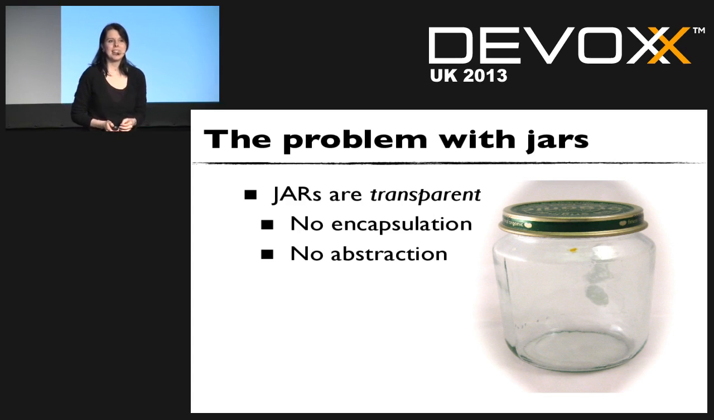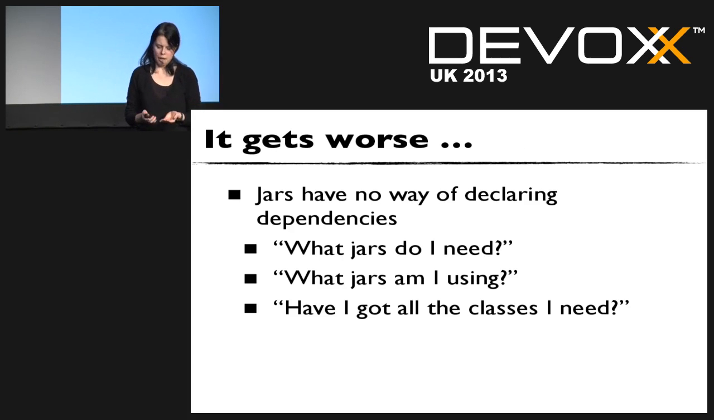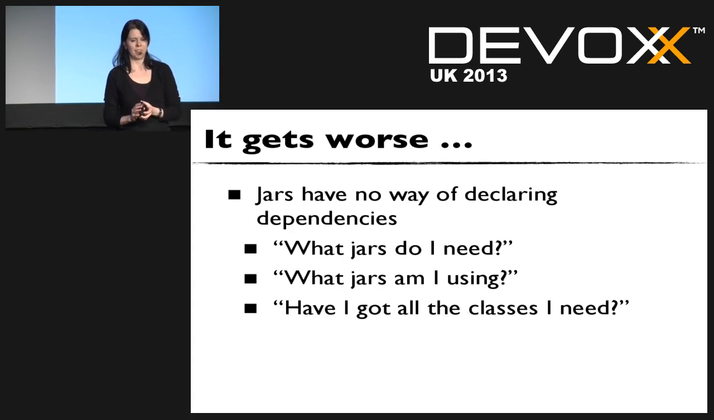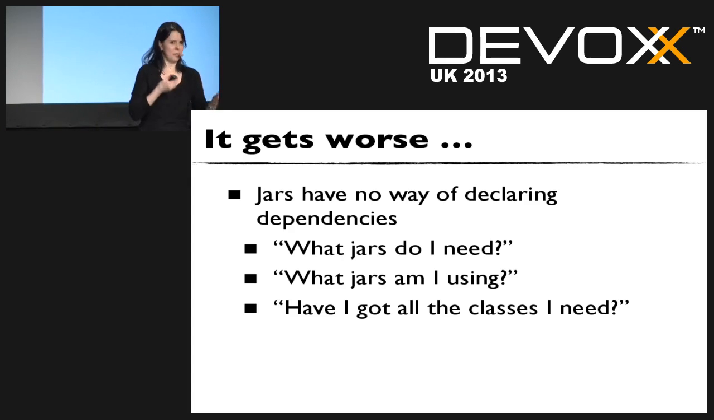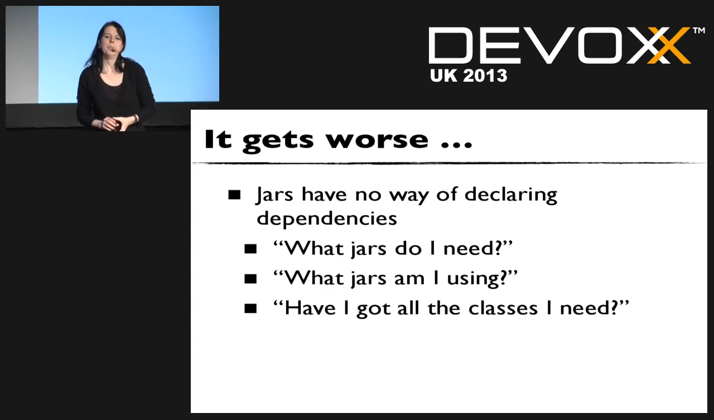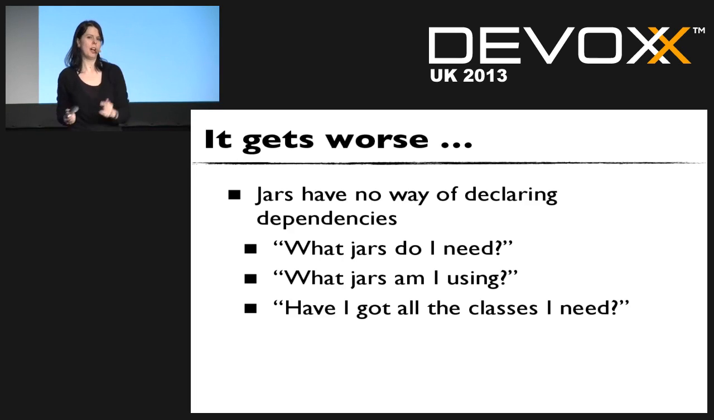But it actually gets even worse than that, because jars have no way of declaring dependencies. So if I've written my wonderful jar, and I've used a few libraries because I didn't want to reinvent wheels, I give you my jar. You try and run my jar. Unless I've also given you a document that says you're going to have to install this, this, this, this, and this for it to work.